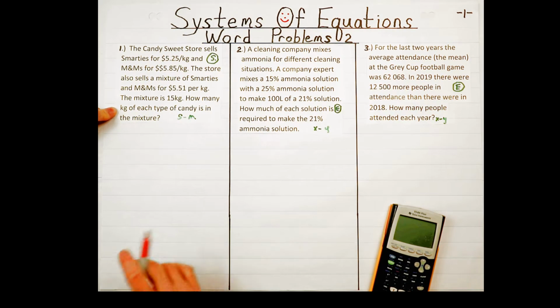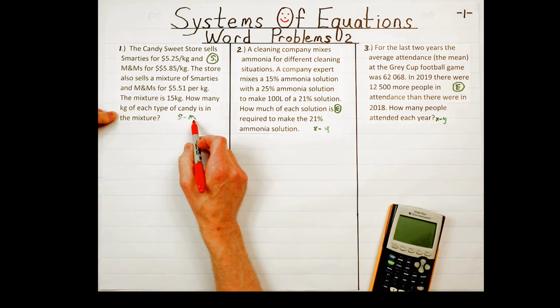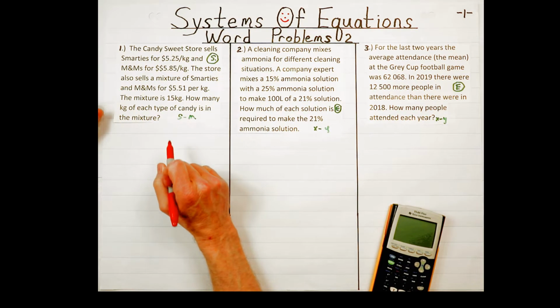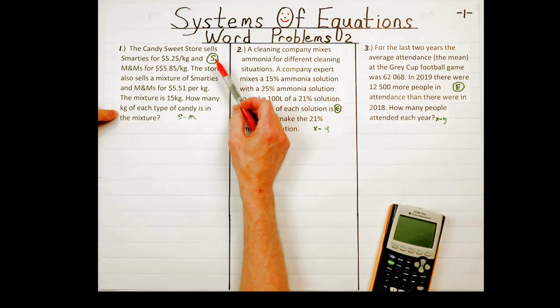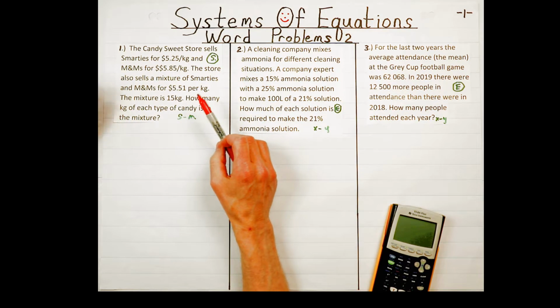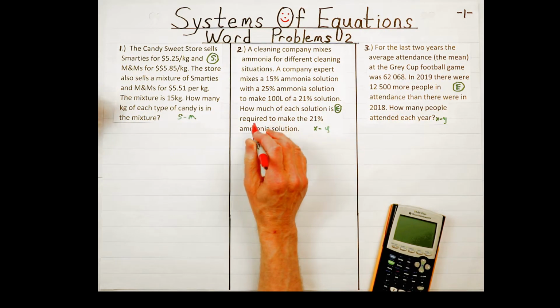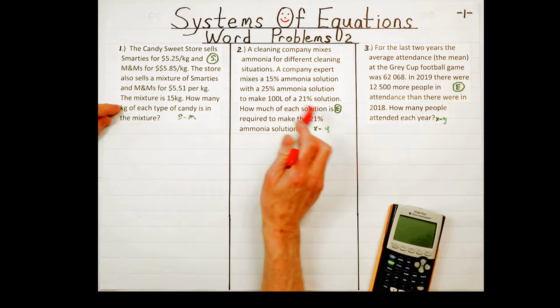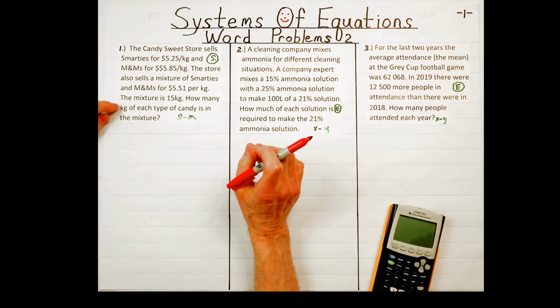In my notes, I wrote to use S for Smarties and M for M&Ms. It's just one of those questions that's easier if you do that. Use the letters from the problem itself. And I also put an S up here to use substitution. Now we could use substitution and elimination for any of these, but the last lesson I varied the approach, and today I'm going to vary the approach as well.